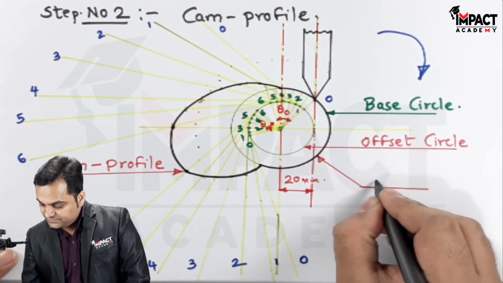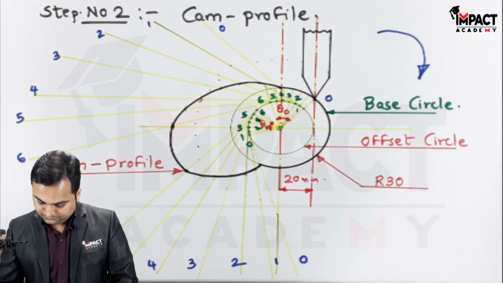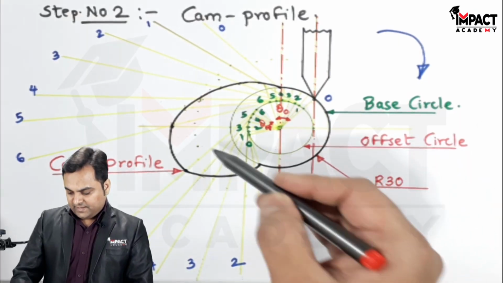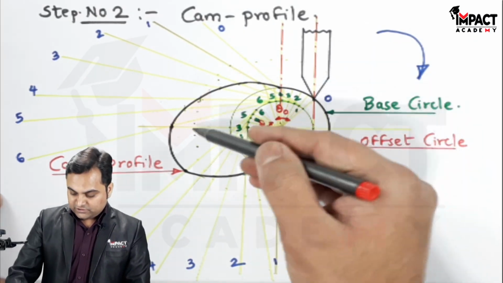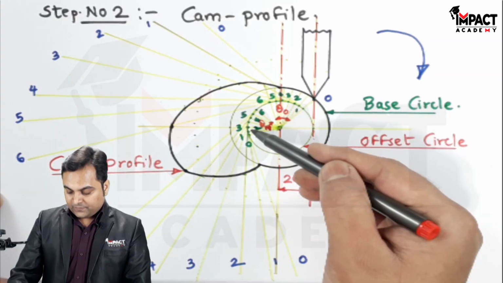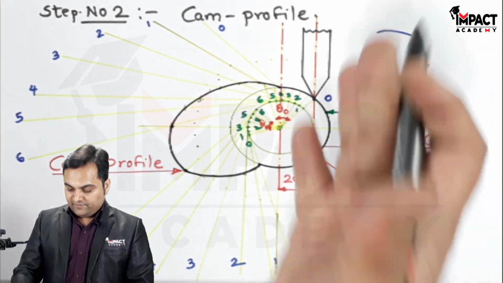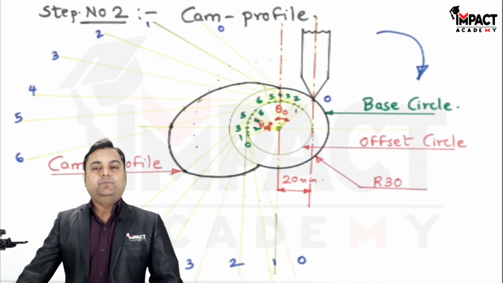Base circle radius of 30 mm, and as we can see that when the cam starts rotating in a clockwise sense, first we are going to get the outstroke, then dwell, then return stroke, and then the remaining dwell. So I have measured the angle in the anti-clockwise sense, and with that the problem gets completed.